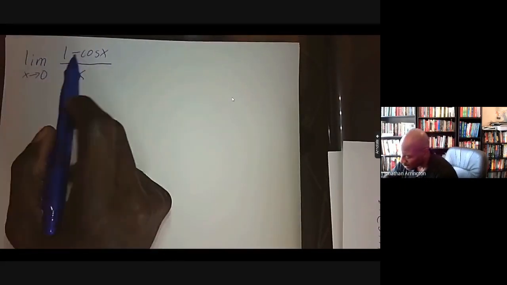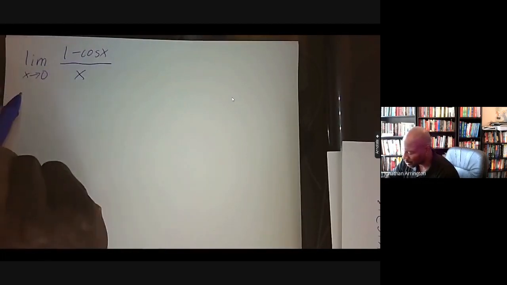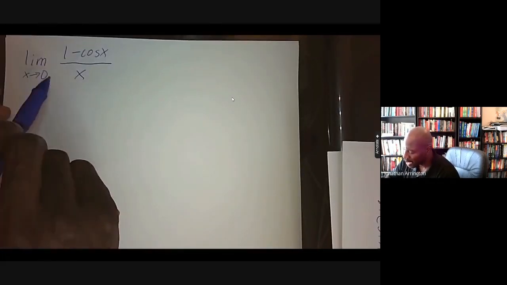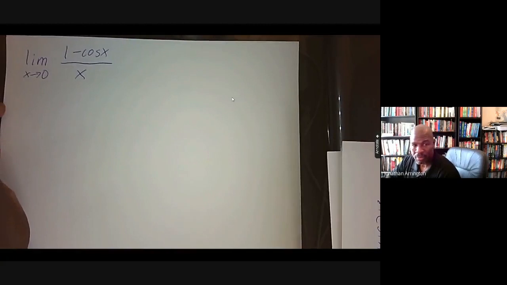But you could factor this as 1 minus the square root of cosine of x times 1 plus the square root of cosine of x. And did the same thing at the bottom. I'm thinking that process through. I don't see that really doing much. So that's not what I'm going to do.